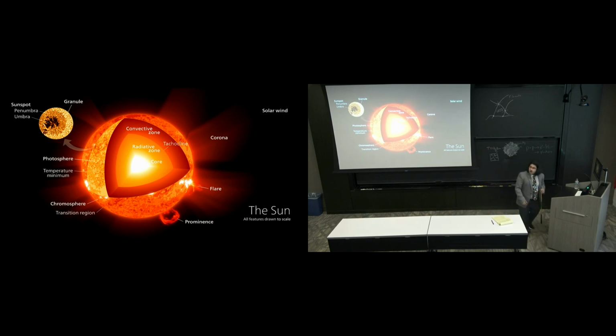Okay. Yes? Since dark matter doesn't have that pressure, doesn't fuse and have anything to counteract gravitation, what stops it from forming black holes?